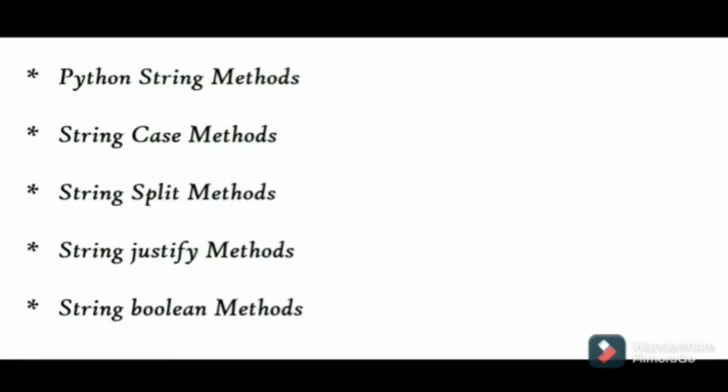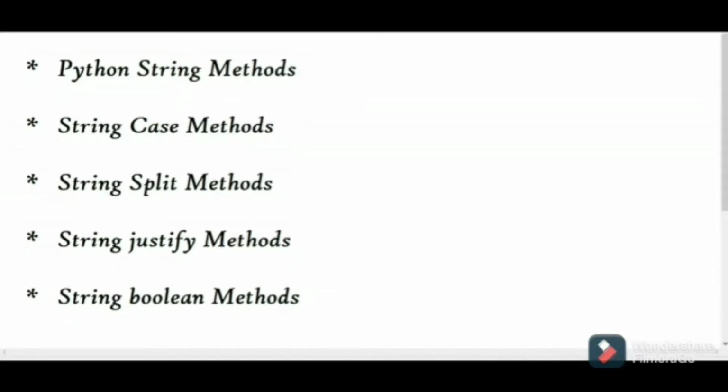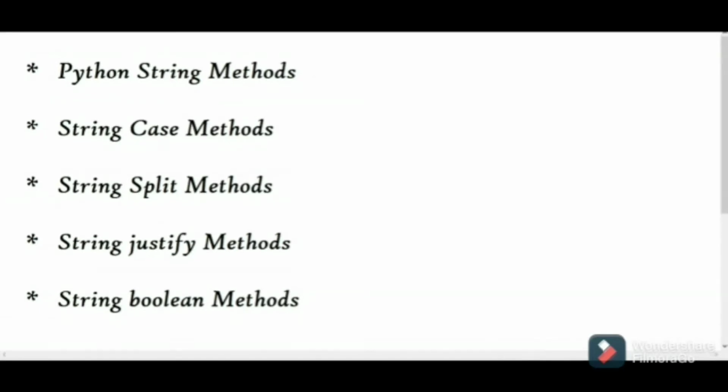In this video we are going to discuss Python string methods: string case methods, string split methods, string justify methods, and string boolean methods. In the previous video we discussed Python strings. A Python string is a sequence which consists of zero or more characters. We assign a string to a variable. As we know, strings are immutable data structures; they cannot be changed.